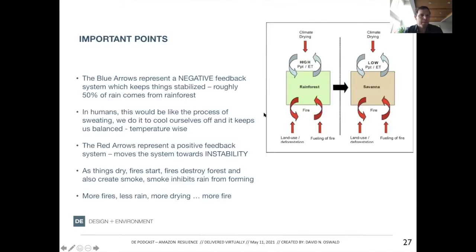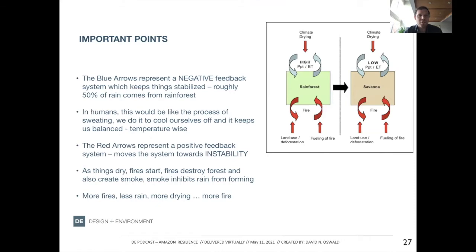Okay, so I've explained this already, negative feedback system. The red arrows are positive feedback systems. This indicates a movement towards instability. So positive feedback systems like the melting of snow move something towards instability, like can promote a state shift. Fire will promote a state shift.